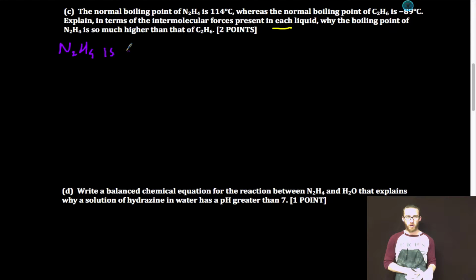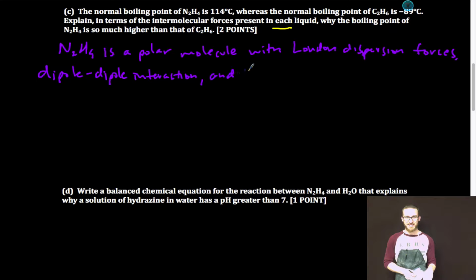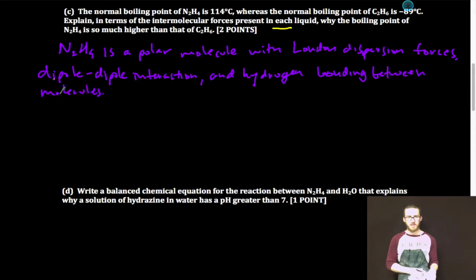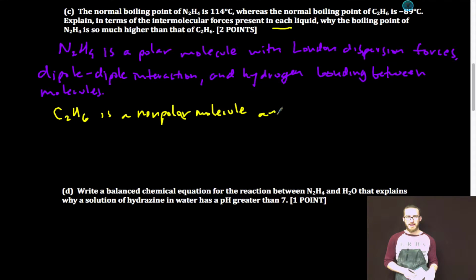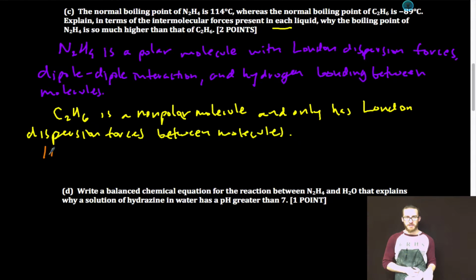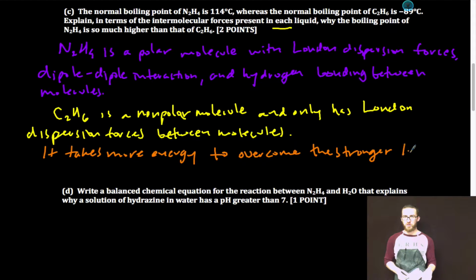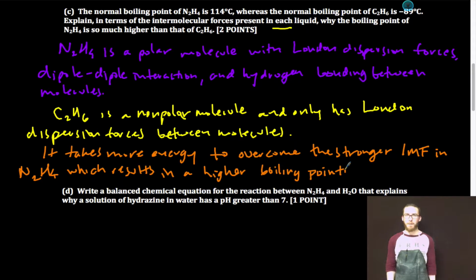N2H4 is a polar molecule with London dispersion forces, dipole-dipole interaction, and hydrogen bonding between molecules. C2H6 is a nonpolar molecule and only has London dispersion forces between molecules. It takes more energy to overcome the stronger intermolecular forces in N2H4, which results in a higher boiling point. Boom!